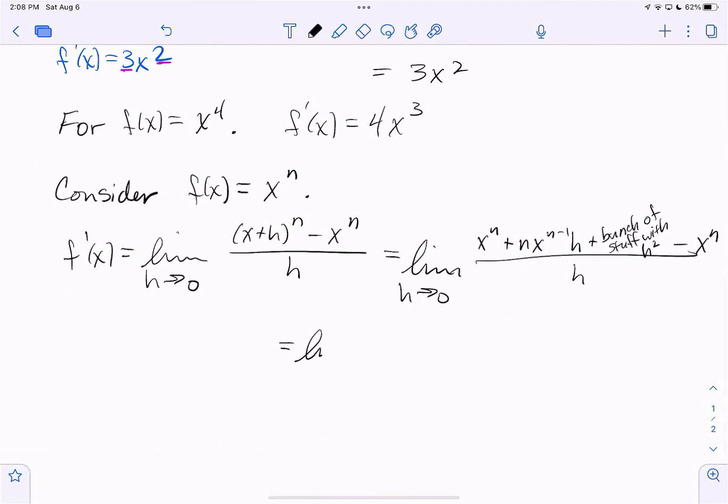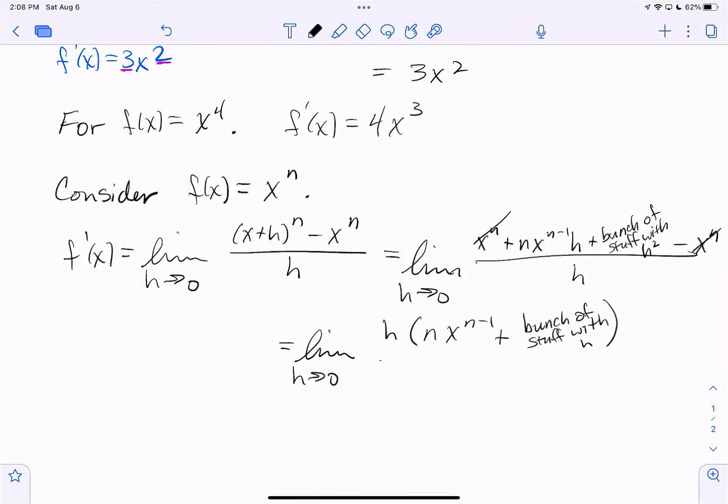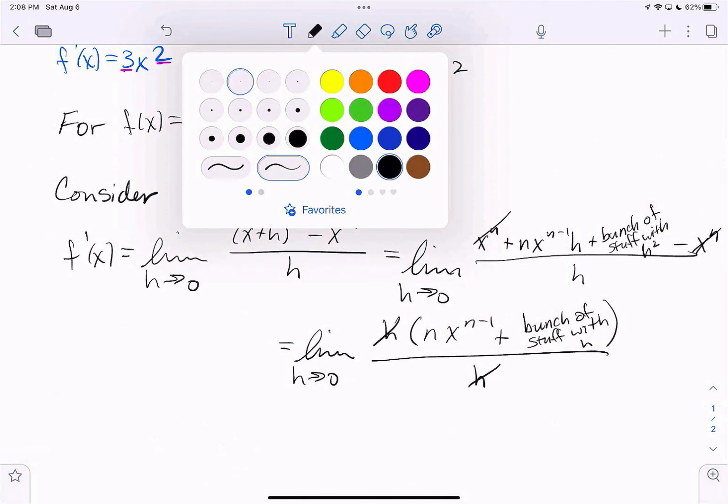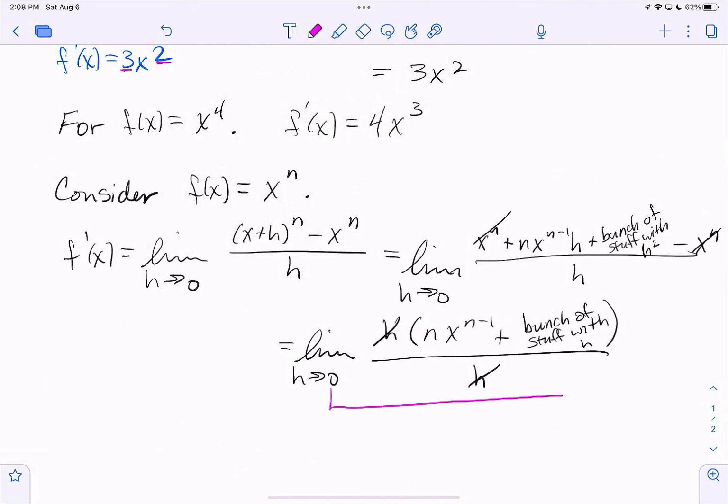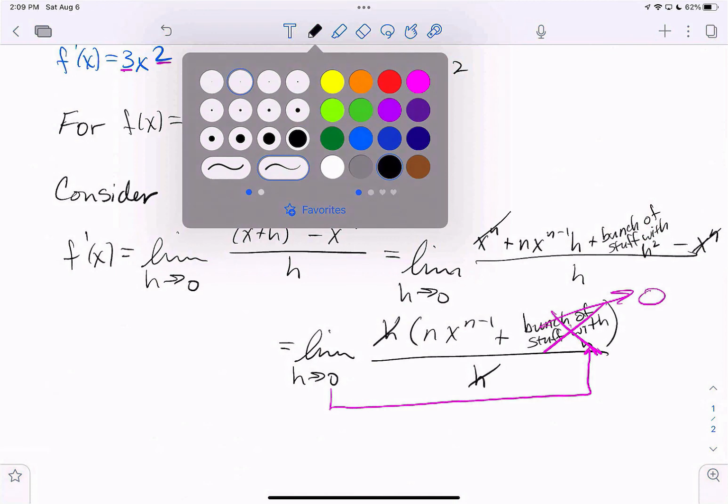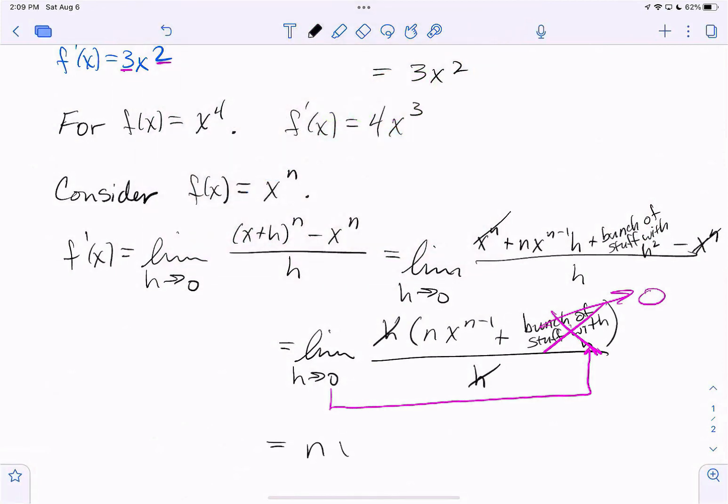Continuing on with this process, we end up with the limit as h approaches 0 of the x to the n's subtract out. Now, I have an h in the first term, I have h squared in all the rest of the terms, and so I can factor out an h. And I'm left with nx to the n minus 1 plus a bunch of stuff that all has h in it. Now, the h divides out in the numerator and denominator, and then when I apply the limit, all the stuff with h goes to 0. As a result, what I have is n x to the n minus 1.